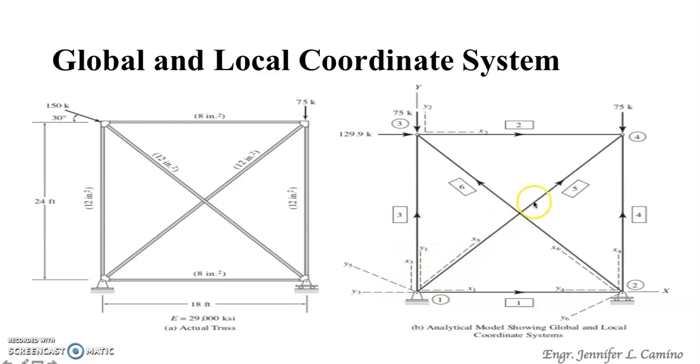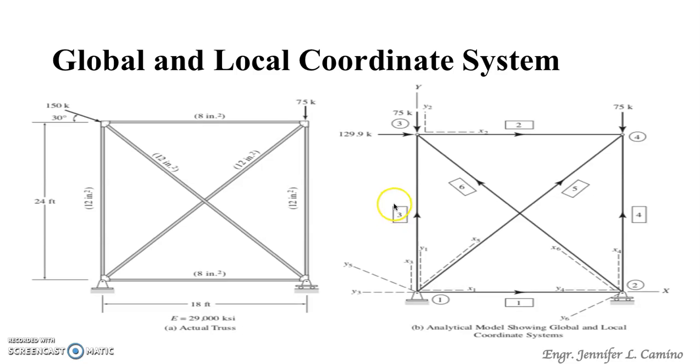So let us have the diagonal member. Let's have member 5. Member 5 is in a diagonal position. You draw a line along member 5, that is your x. You draw a line perpendicular to x, that is now your y. So we can term this as x sub 5 and y sub 5. So you have now your coordinate system for member 5. So we have identified our local coordinate system for each member.